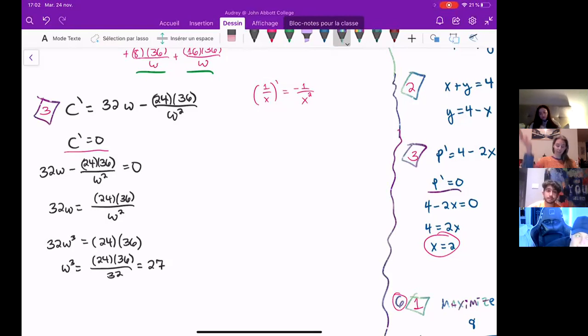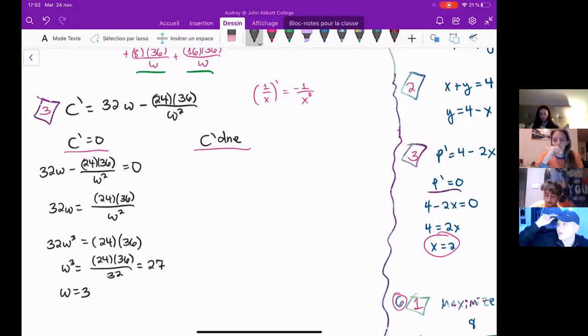It's 3. So that means I get that W equals 3 here. And then I want C prime does not exist. When does that happen? When does it happen that C prime doesn't exist? Never. Not never. It's been never at every problem, but not this one. Is there any possible division by 0? Oh, yeah. You got it. With 0. You got it.